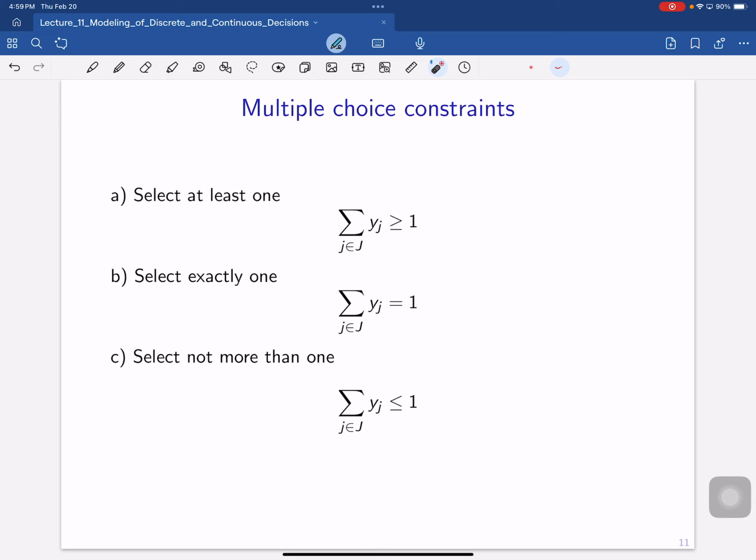Now, let's give a few more examples of how to model problems using binary variables. Let's assume y_j is a set of binary variables that represent whether you are selecting the j-th item or not. If you want to say I want to select at least one, then it is equivalent to the summation of y_j greater than or equal to 1. If you want to represent selecting exactly one, that's the summation of y_j equals 1. Similarly, to say select not more than one, the summation is less than or equal to 1. These are very simple logic constraints.